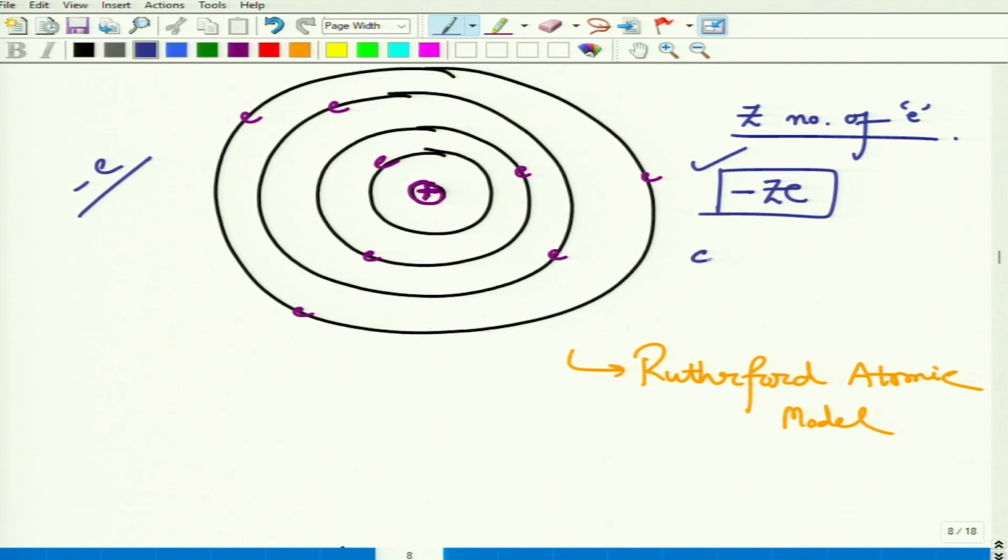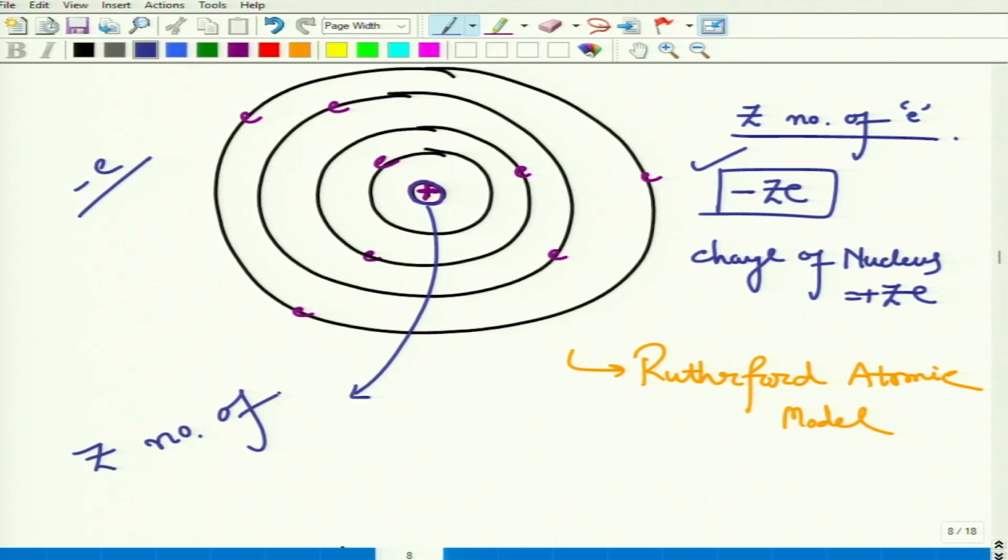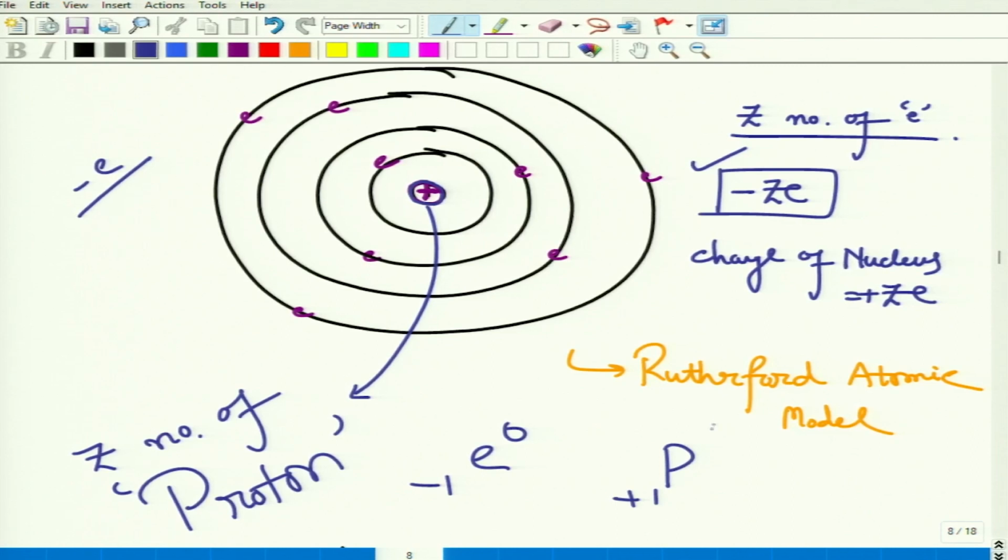So the charge of the nucleus should be plus Ze. That's why Rutherford says that in the nucleus there are Z number of positively charged particles, which were called protons. Rutherford gave the idea of the proton. Z number of protons should be there. The charge of the proton is the same as the electron, but the mass of the proton is much heavier compared to the electron. So according to Rutherford, the electron is minus 1, 0 and the proton is plus 1, 1.